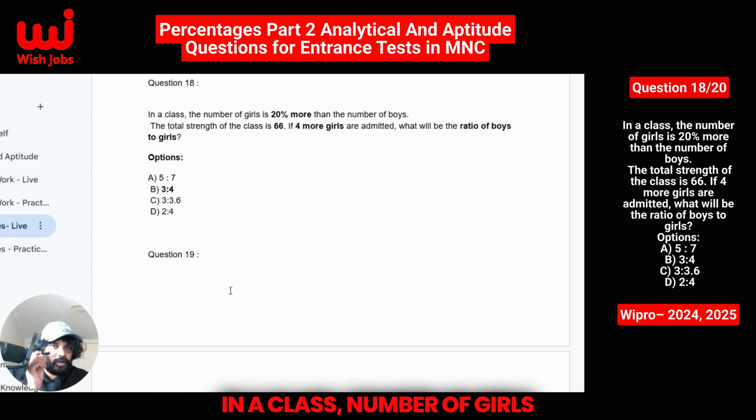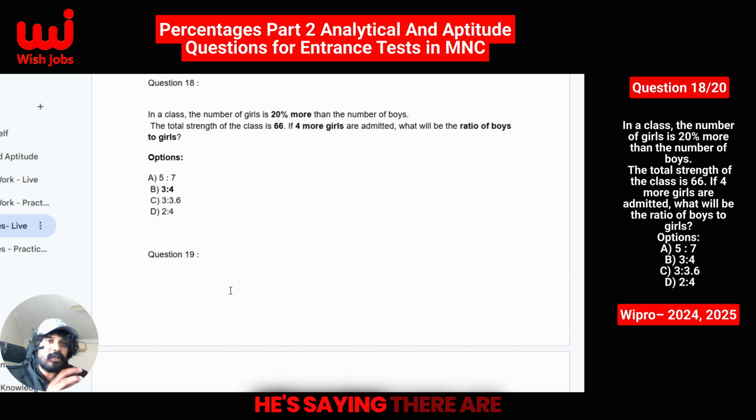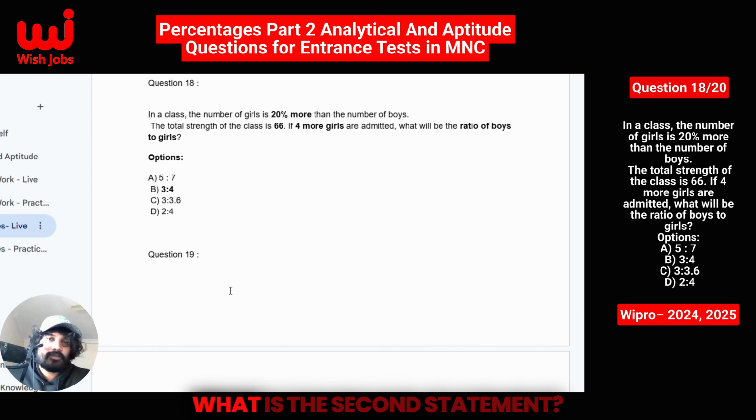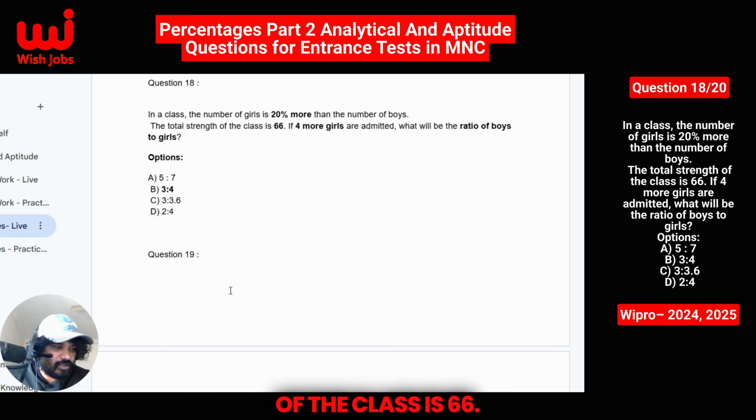In a class, the number of girls is 20% more than boys. He's saying there are boys and girls in the class, and girls are 20% more than boys. This is the first statement. What is the second statement? The total strength of the class is 66. That is the second statement.